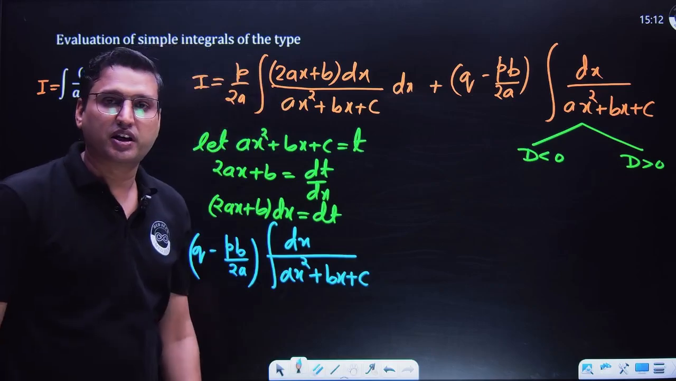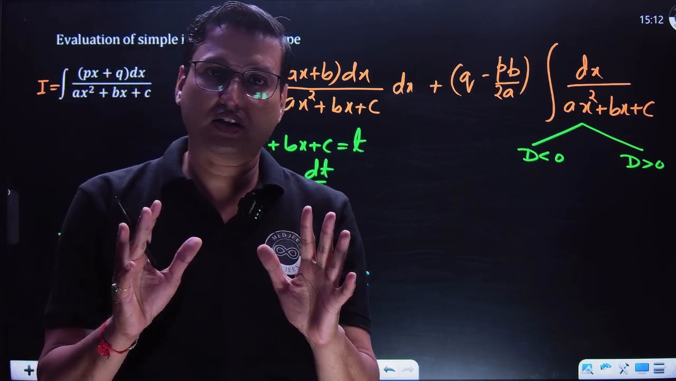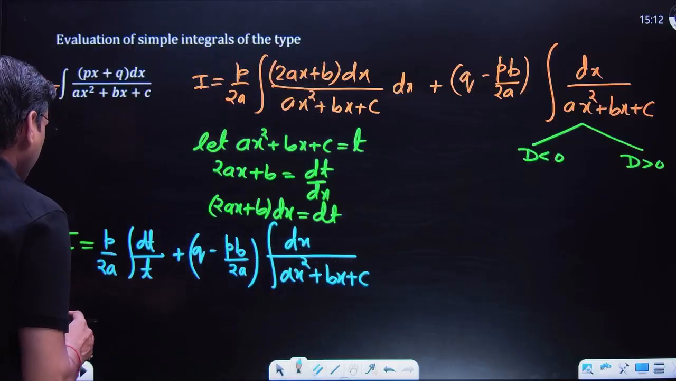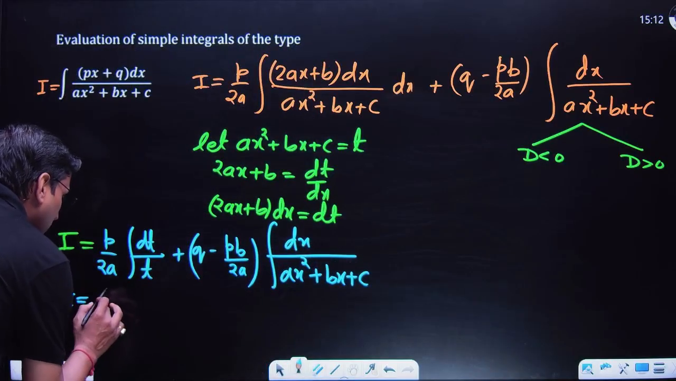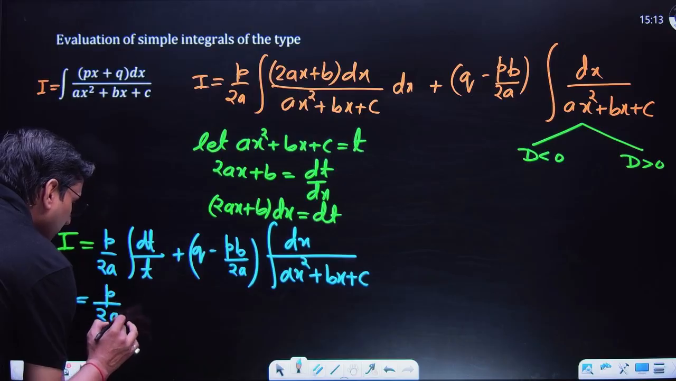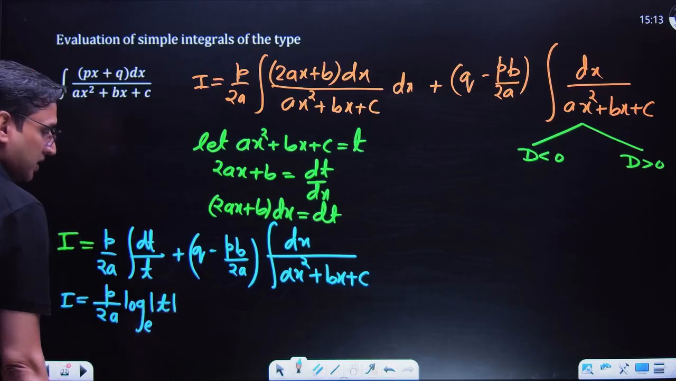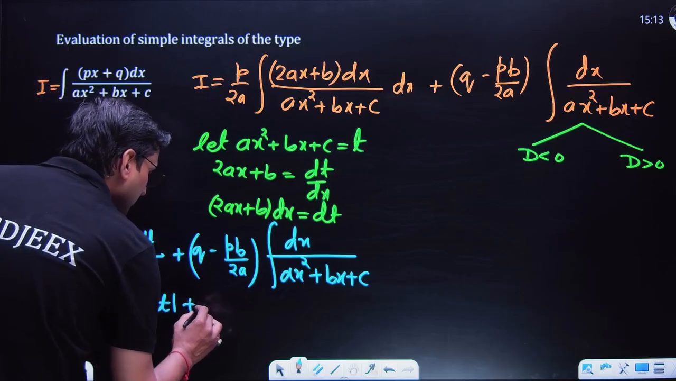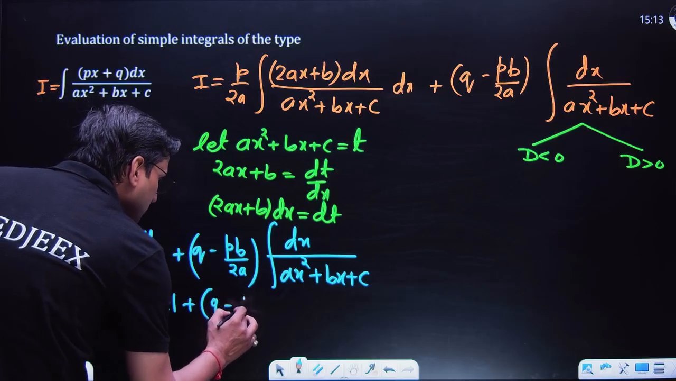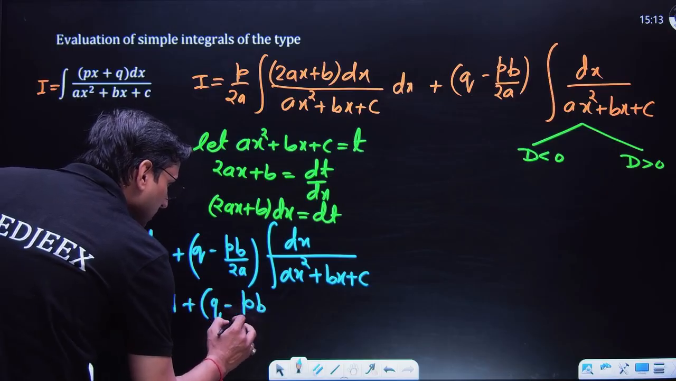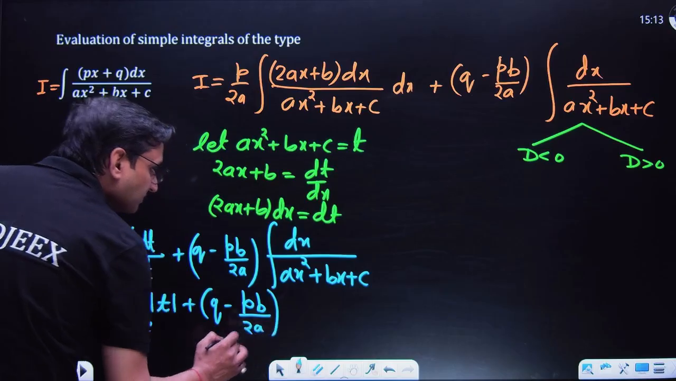I hope this is clear to all the students. Is this understood? Now this will become I = p/(2a) ln|t| + (q − pb/(2a))..., whole divided by 2a.